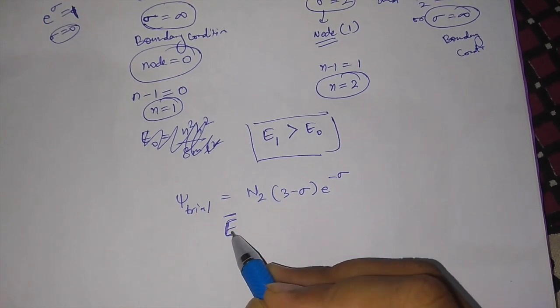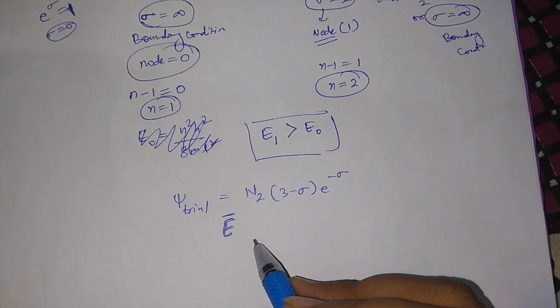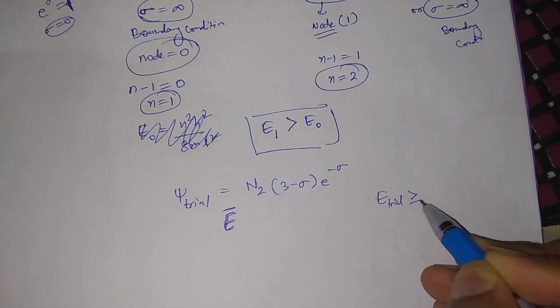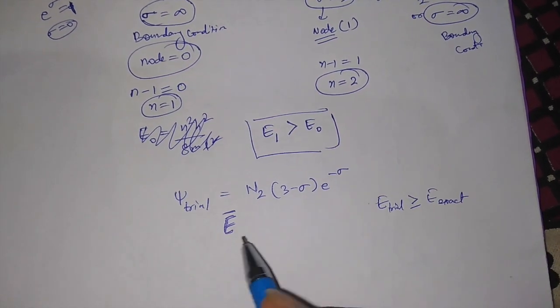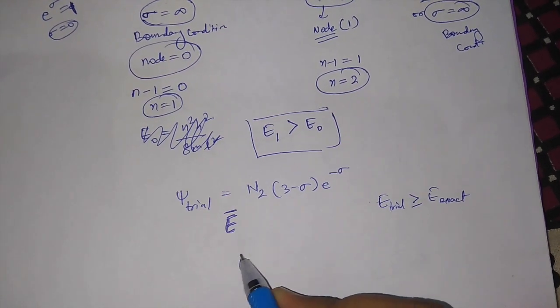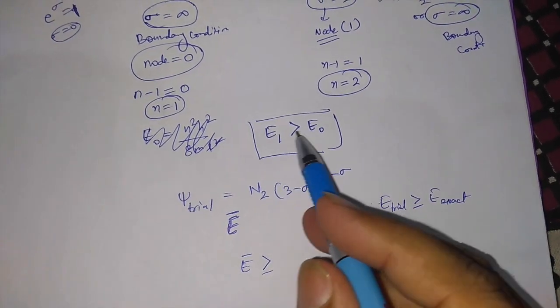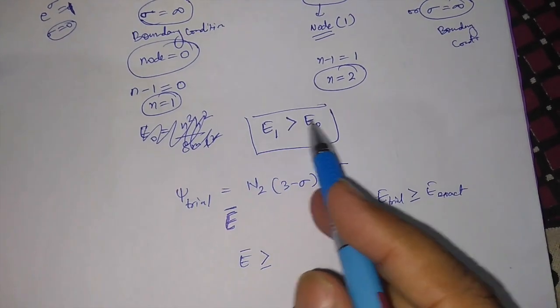Okay, so E bar will be the average energy from this trial wave function. Now I have already told you that E trial is always greater than or equal to E exact, right? So now what you have to do is put E trial over here as E bar, and that will always be greater than or equal to these two, because both of them are exact values. So how are they two related? They are related like this.